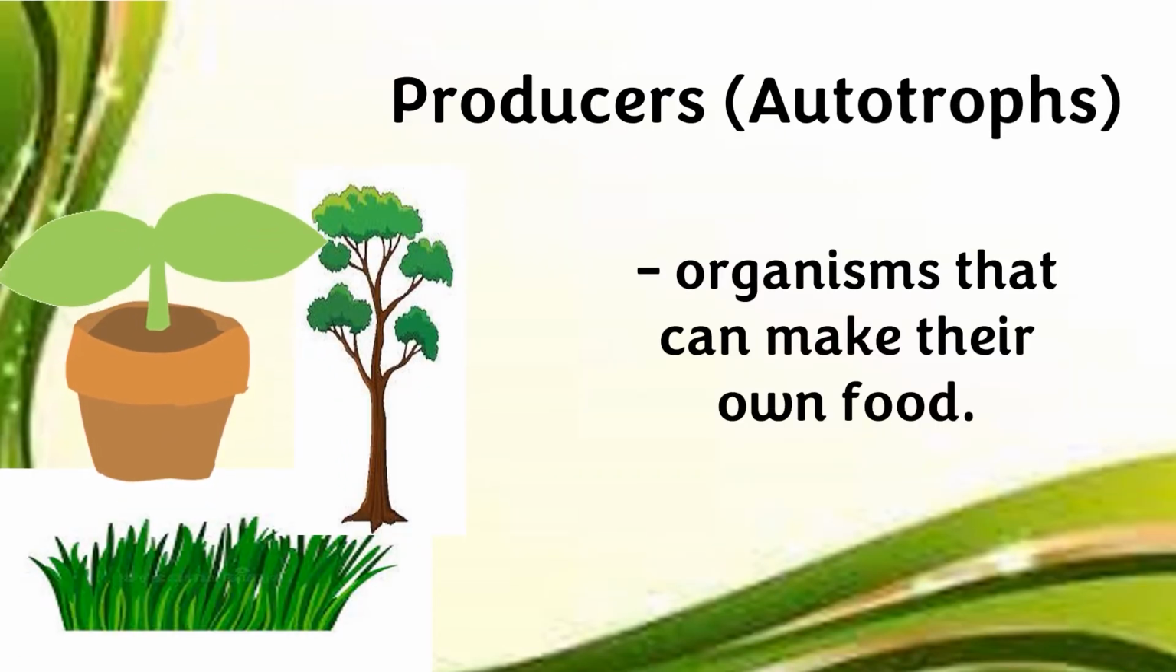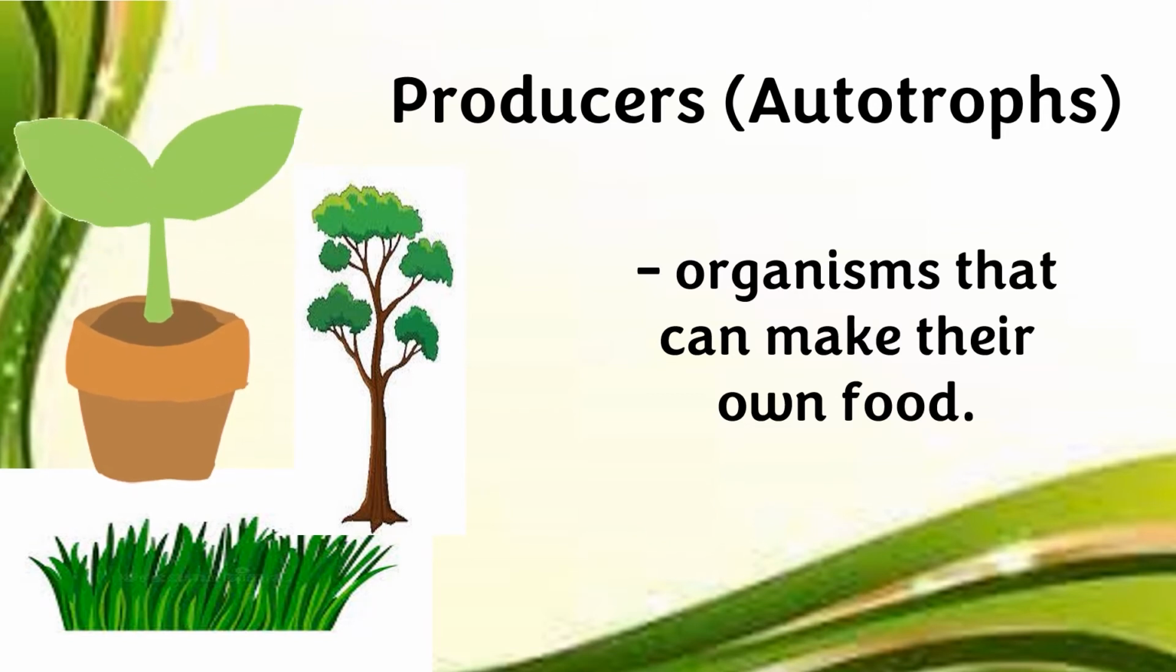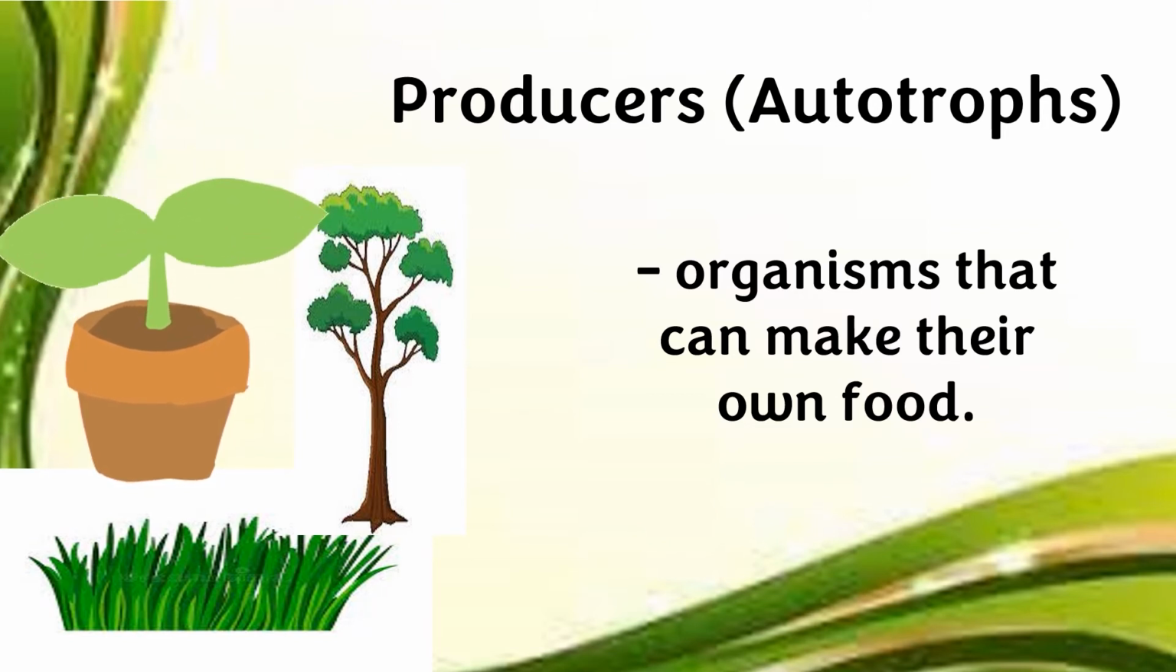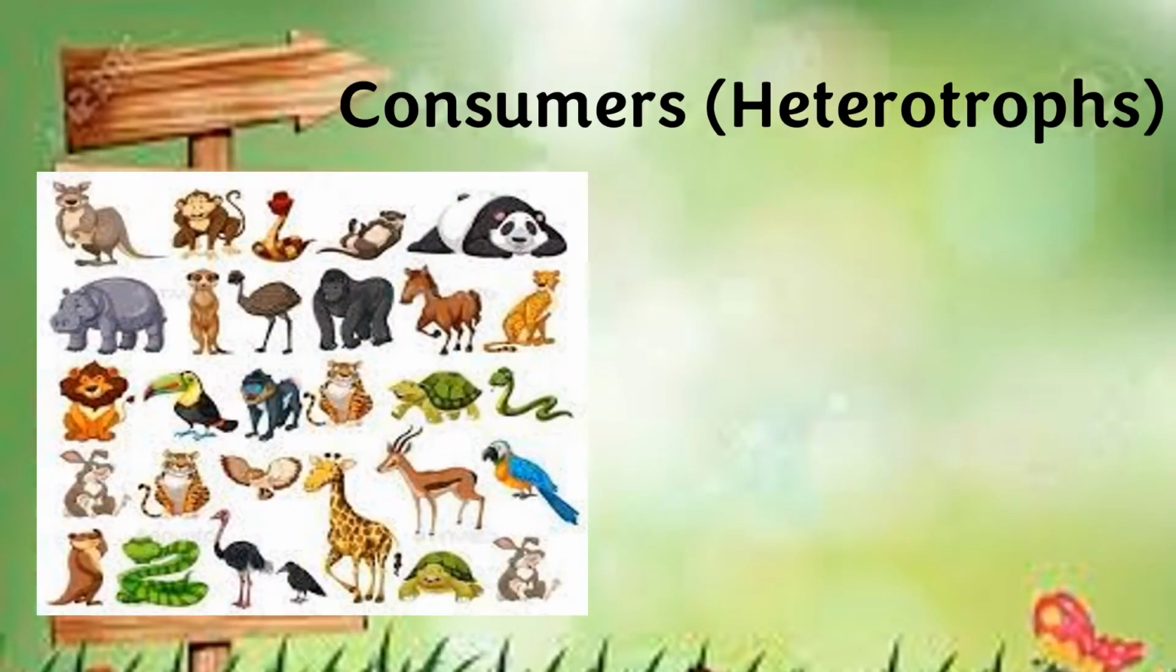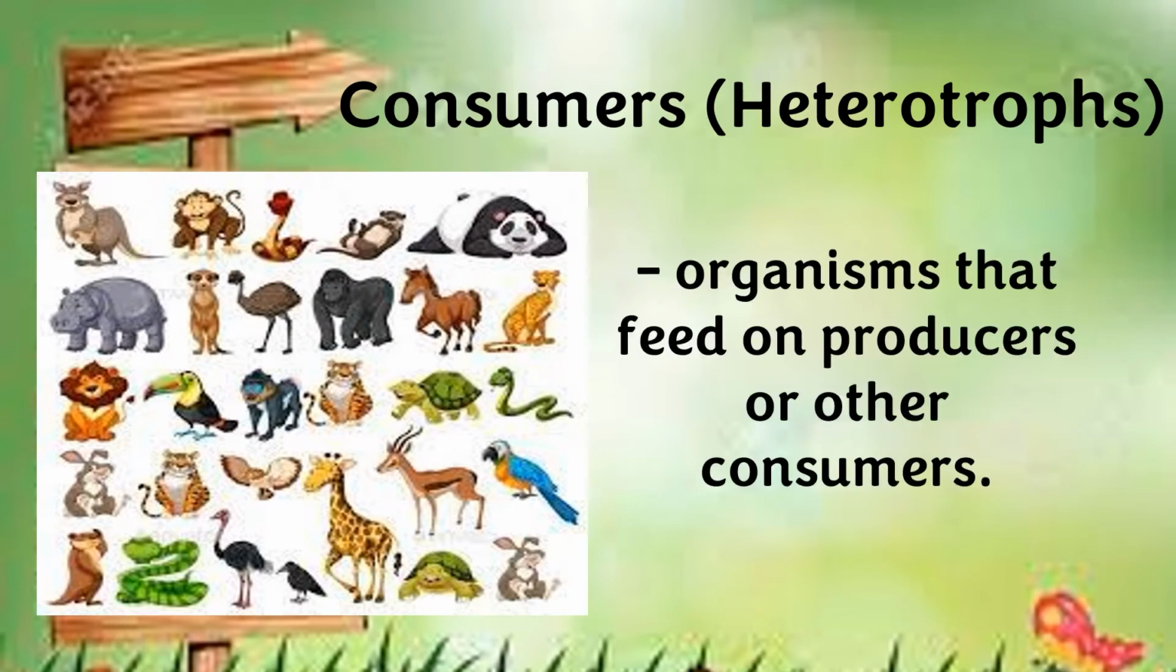Producers or autotrophs are organisms that can make their own food. They can obtain nutrients from their environment and use sunlight as source of energy. Another one is the consumers or heterotrophs. These are the organisms that feed on producers or other consumers.